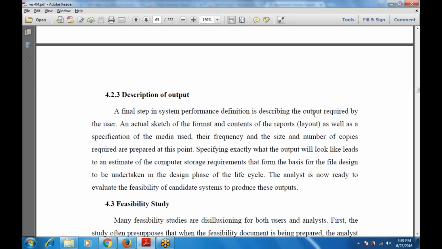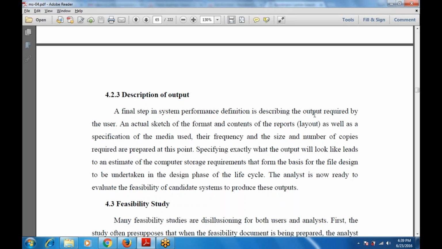required at this point. What is the meaning of the layout, what is the structure? It means which media are used, how frequently they are used, and what the size and the number of copies required are. For example, if I want to distribute to 6 companies, we have to generate 6 copies.